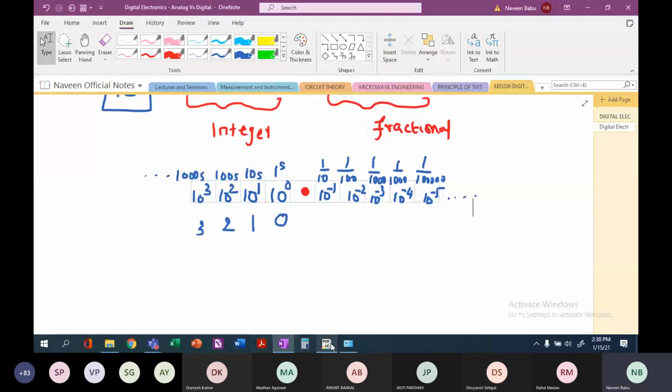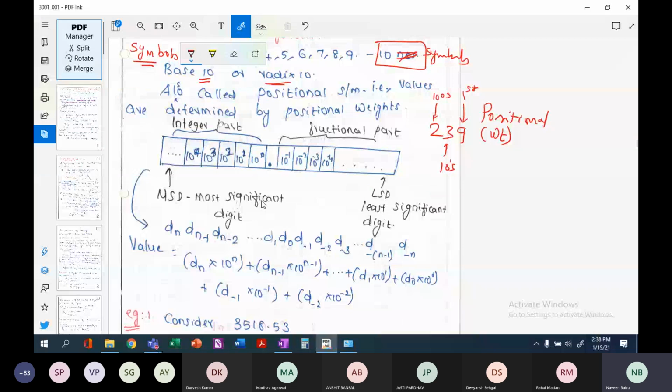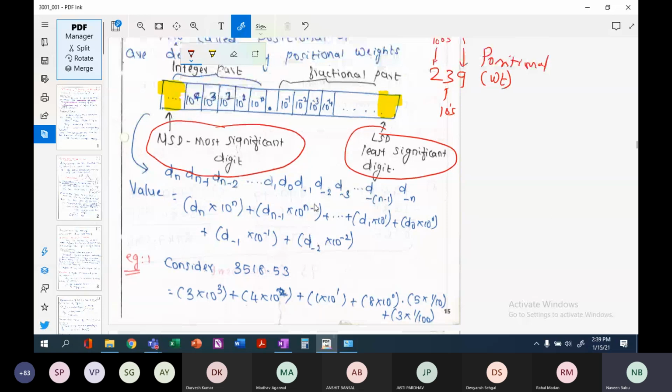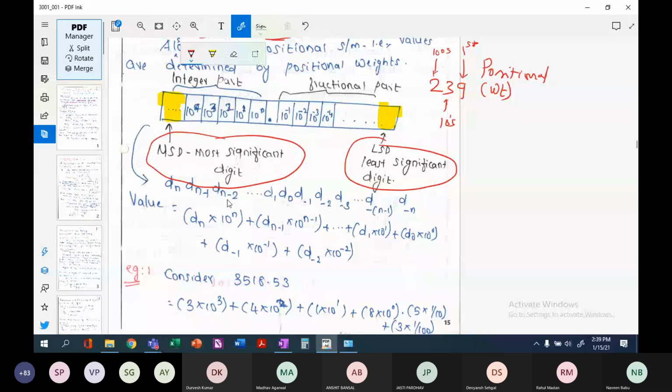So this is how we represent the digits. The first digit that you are encountering here in this particular box is called the most significant bit. And the last bit that you have here is called the least significant bit. In case of the decimal number system, it is not a bit, it is a digit. Since this is a digit, it may be true for the octal number system or even for the hexadecimal number system, right?